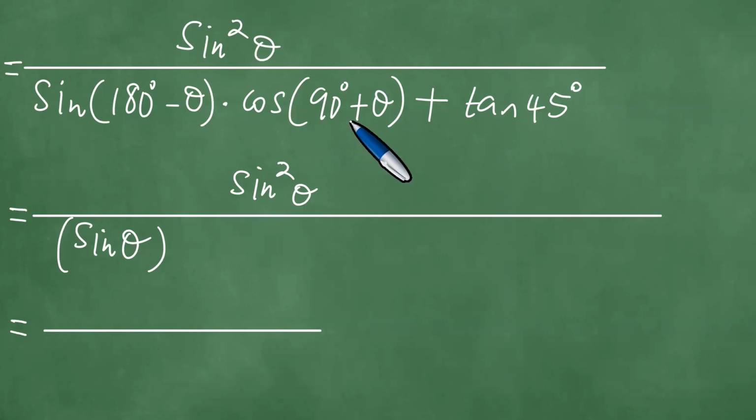90 plus theta is in the second quadrant. The cosine is negative in the second quadrant. So negative. But there's a co-function change because at 90 degrees, you remove the co and you're left with sine theta.